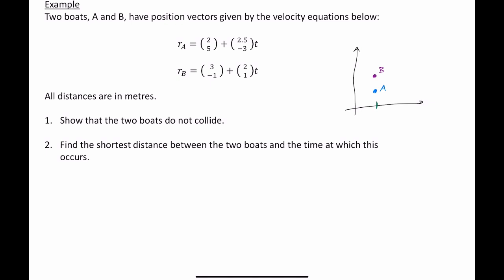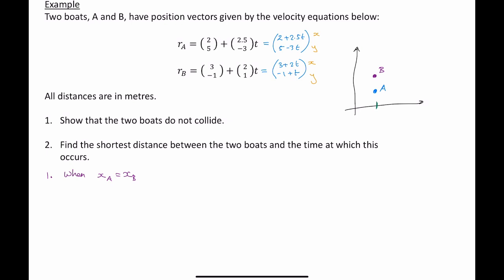Okay, so part one. When the x coordinate of A is equal to the x coordinate of B, we're going to try and find that time. When working with calculations like this with x and y coordinates, you might prefer to write your position vectors as one vector. So 2 plus 2.5t and 5 minus 3t, and for the position vector of B, 3 plus 2t and minus 1 plus t, just so you can really see the x and y components of each of the vectors.